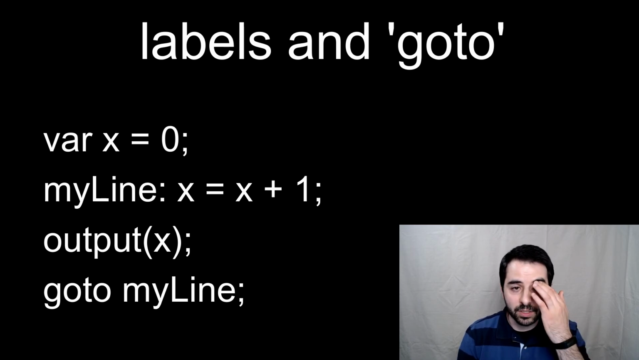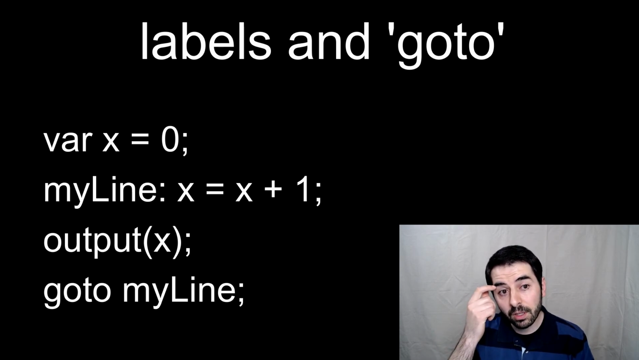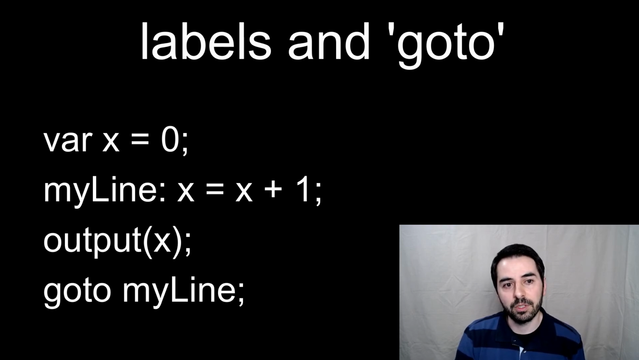Let's say we have a variable x, and we initially assign zero to it. The second line is incrementing the value of x by 1, but we have a label, my line, added to that line. The next line just outputs the value of x, and the last line is the most interesting, which says go to my line.